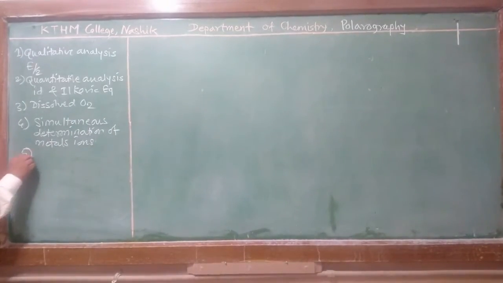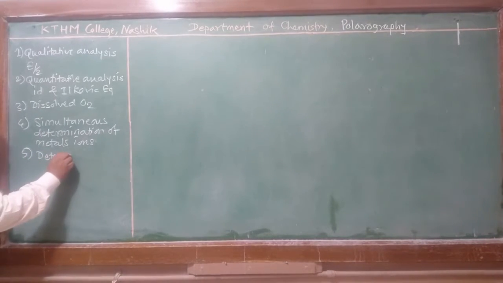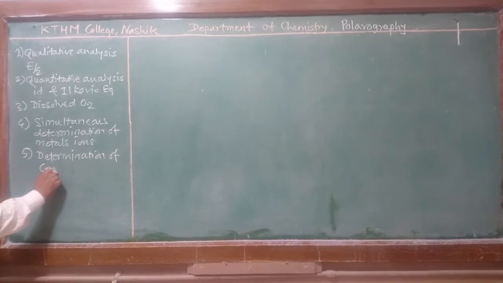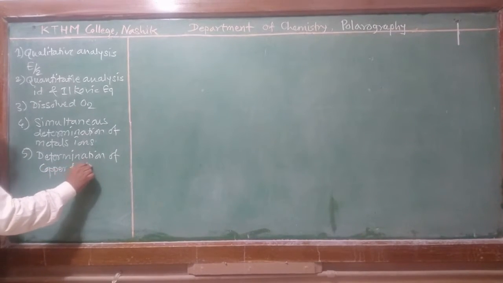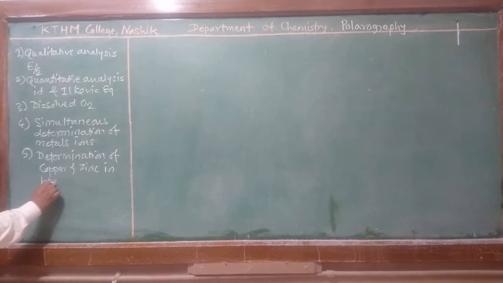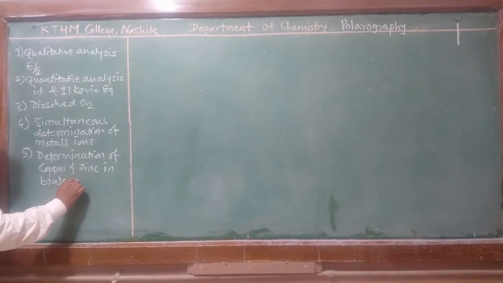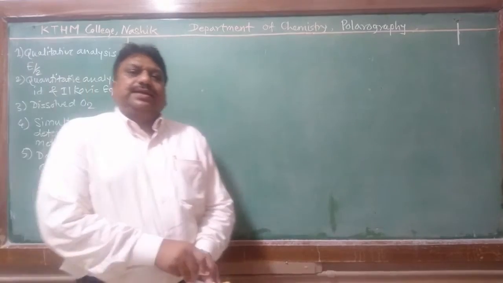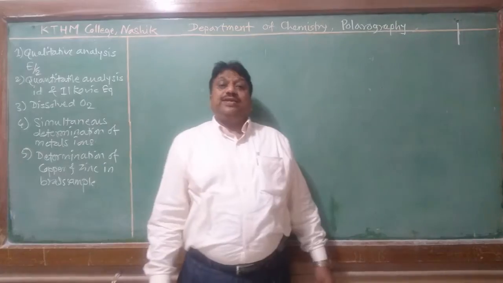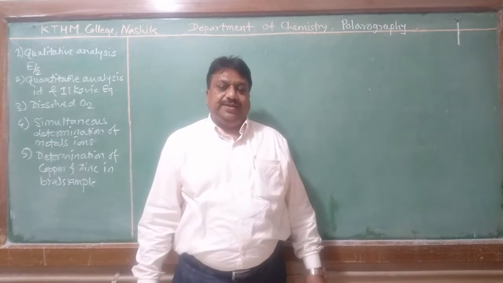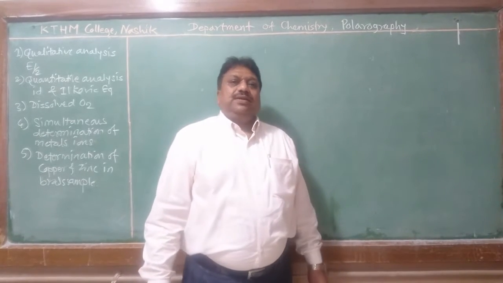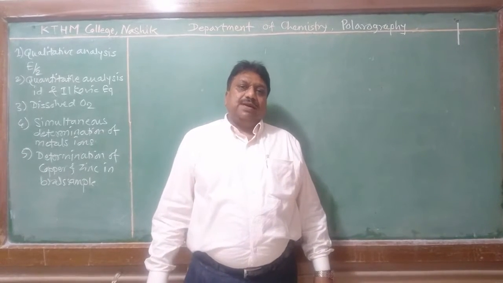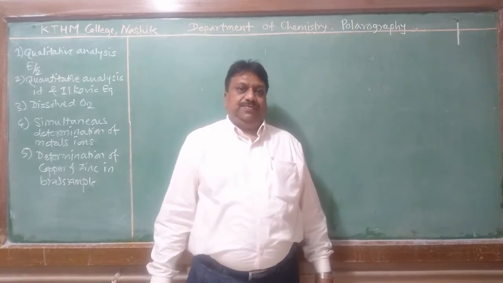The fifth application is the determination of copper and zinc in a brass sample. Now we know that brass is an alloy, and an alloy is a homogeneous solution of two or more metals. Here polarography is directly useful for determination of copper and zinc in a brass sample in a single analytical run.